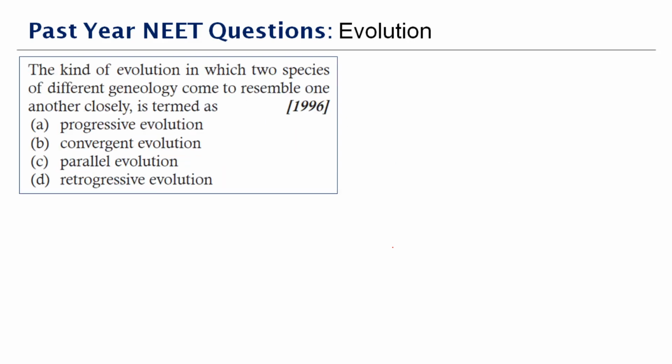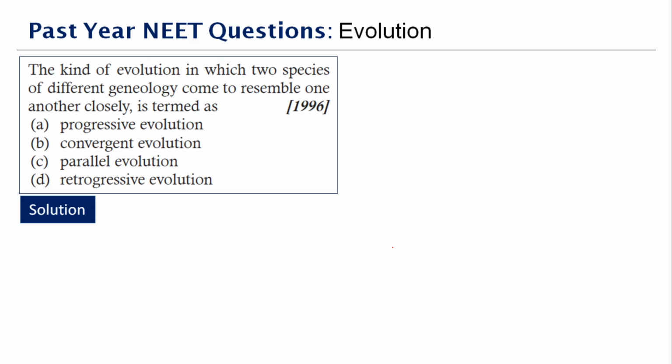Next question here. The kind of evolution in which two species of different genealogy come to resemble one another closely is termed as dash. So what do you call this? This is also a repeated question. It is not progressive or parallel. It should be either convergent or retrogressive.